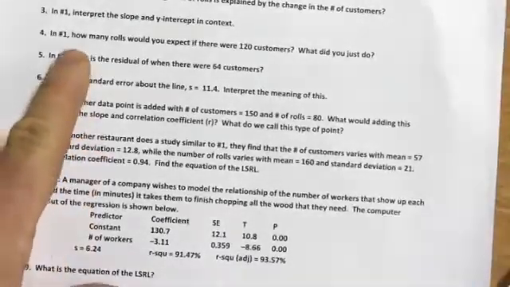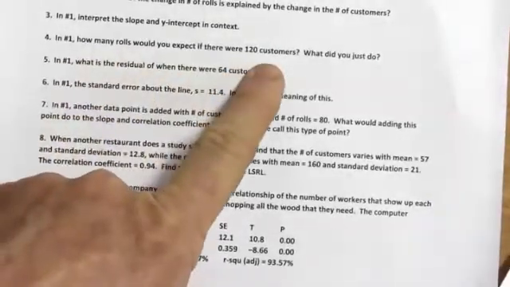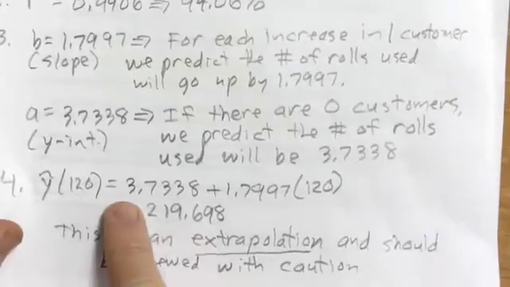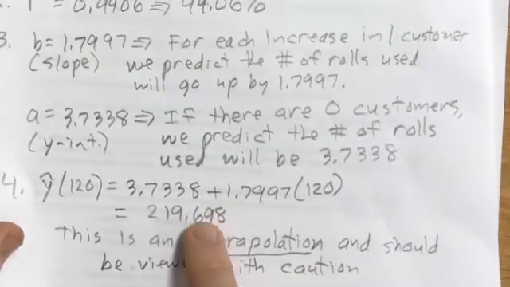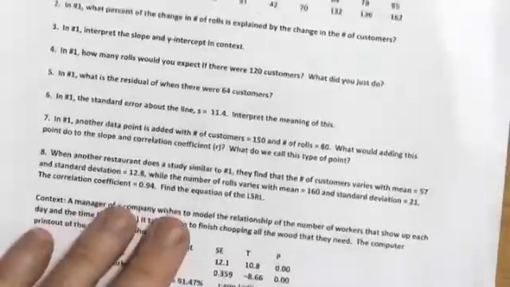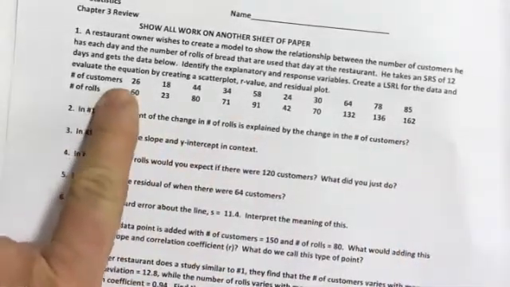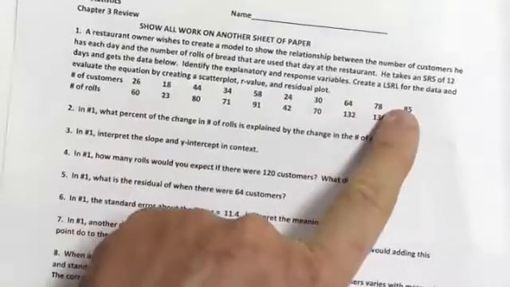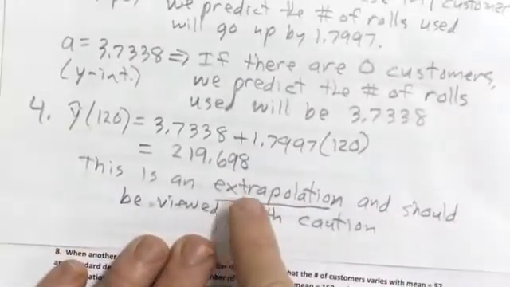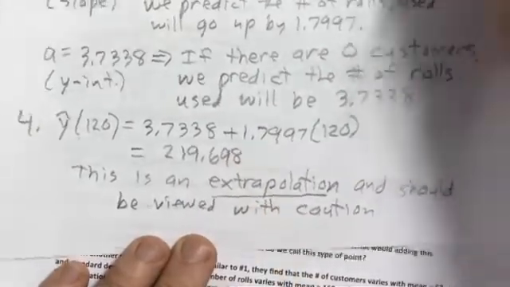Number 4, all right, how many rolls would you expect if there's 120 customers? Well, you just plug 120 into the equation and you would get that, but this is an extrapolation because it falls outside of our domain of X values. Any X value that is below 26 or above 85, if you plug that into the equation, it's an extrapolation and should be viewed with caution. So you just plug in 120 there.